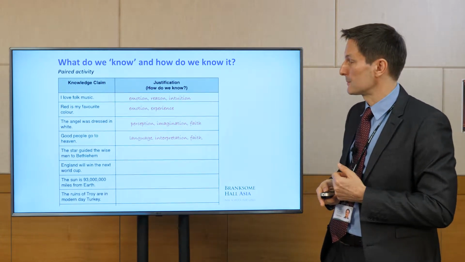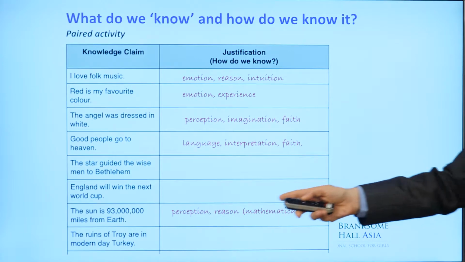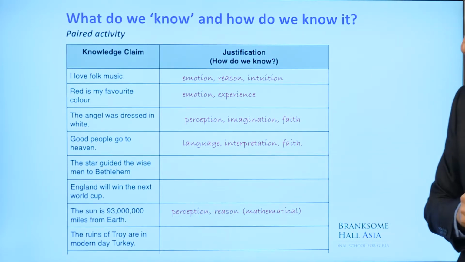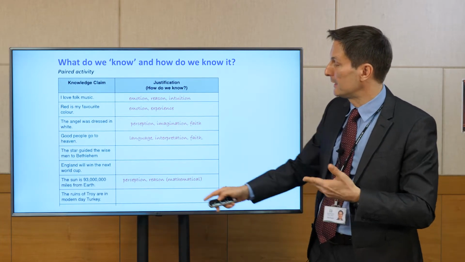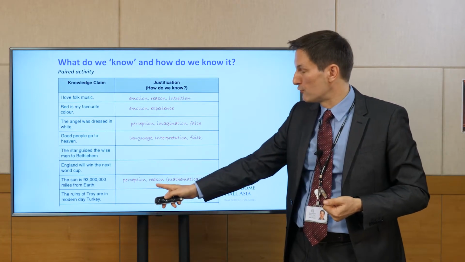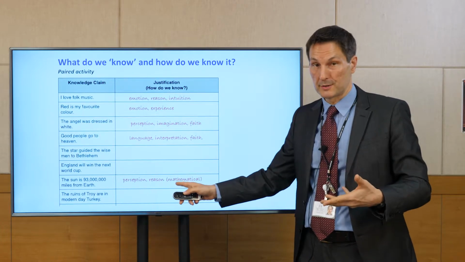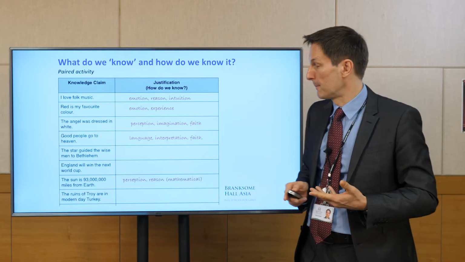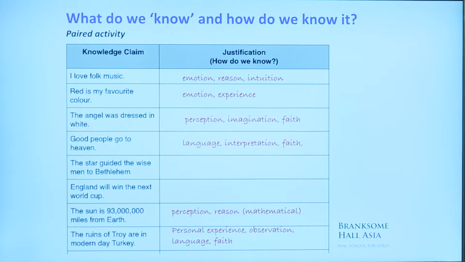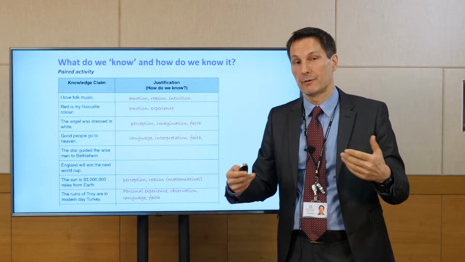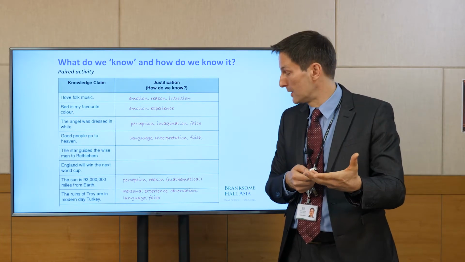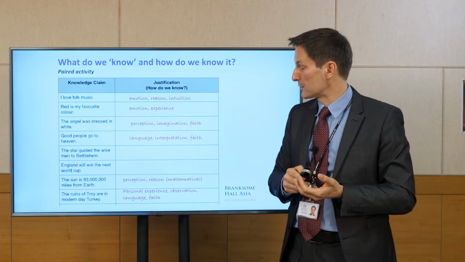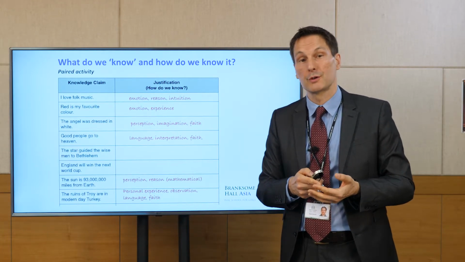This one down here, the sun is 93 million miles from the Earth, that's more of a scientific claim. And so clearly you're going to have perception, reasoning, and in this case mathematical reasoning to support that claim. And then again, the ruins of Troy are in modern-day Turkey. Well, perhaps personal experience, if this particular person has actually visited and seen with their own eyes. So it involves personal experience, observation, language, and also faith.